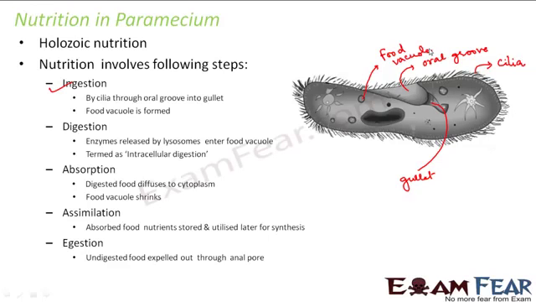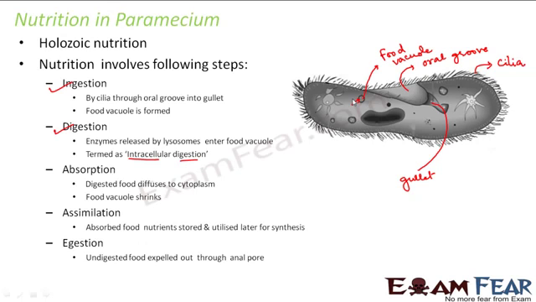Now the next step is digestion. For digestion we obviously need some enzymes so that they can break down the complex food into simpler molecules. Enzymes released by lysosomes enter the food vacuole. The term is known as intracellular digestion. The same process will happen in case of paramecium also. Lysosomes will release some enzymes. Those enzymes will enter inside this vacuole and they will break down the complex food into simpler ones.